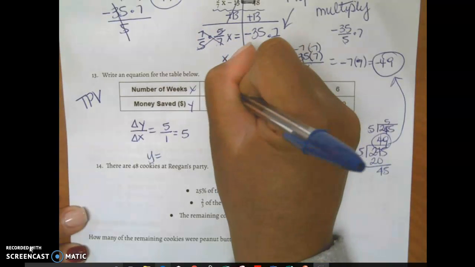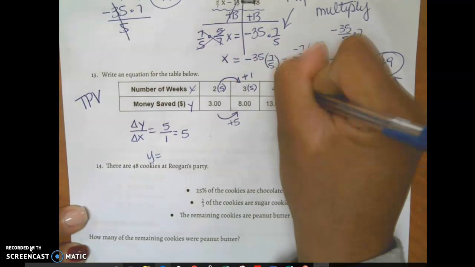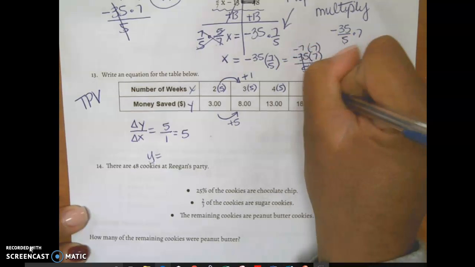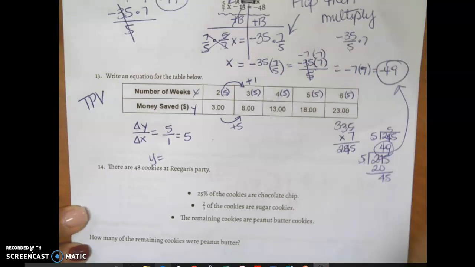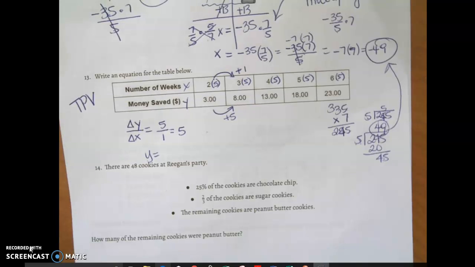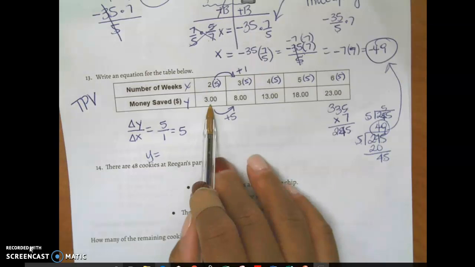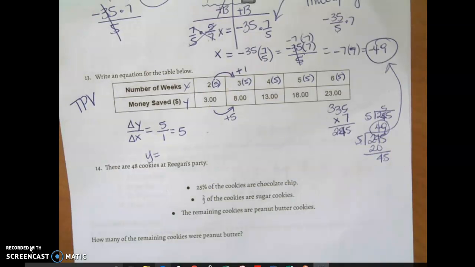So, times 5, times 5, times 5. Times 5 and times 5. Now what? Pay attention. After you multiply all of them by 5, add them all together. No. What do I get here? 10. But what am I trying to get? 3. So what do I have to do?